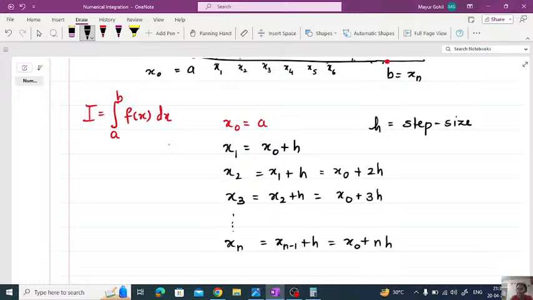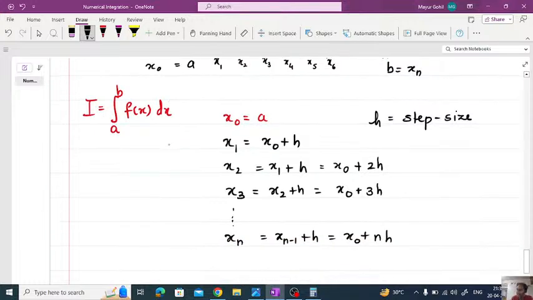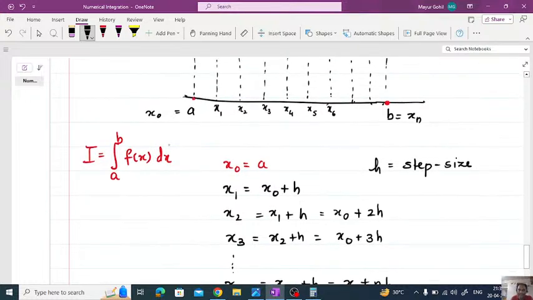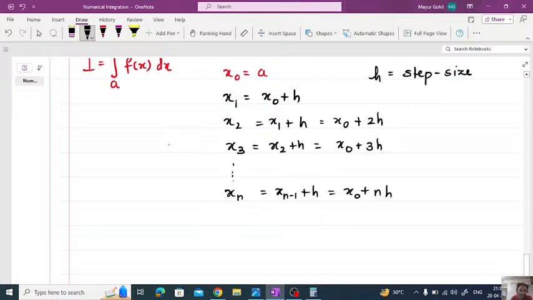Now what is n? You will understand n now over here. n is the number of parts in which you divide your interval. Now see, till x3, how many parts did you divide your interval into? 1, 2, 3, 3 parts. So n is the number of parts in which you divide your interval. Somebody was asking here.